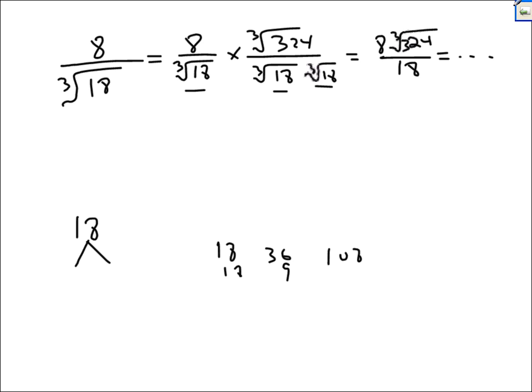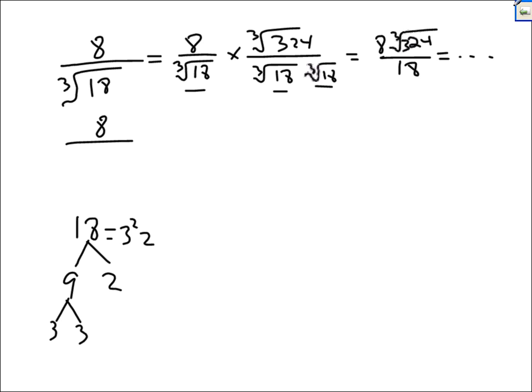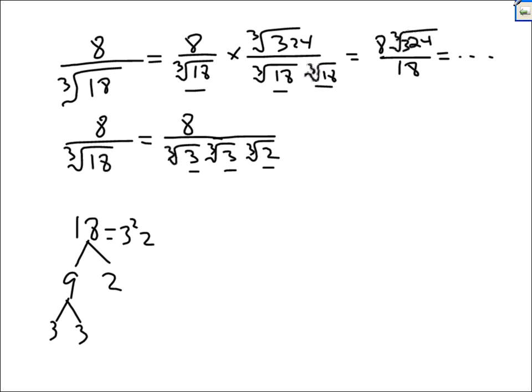The fun really starts at this point. Figuring out what the cube root of 324 is, really simplifying it. You don't want to do this. So you do the prime factorization. 9 times 2. It's 3 squared times 2. So this is 8 over the cube root of 18. The cube root of 18 is the cube root of 3 times the cube root of 3 times the cube root of 2. 3 times 3 times 2 is 18.